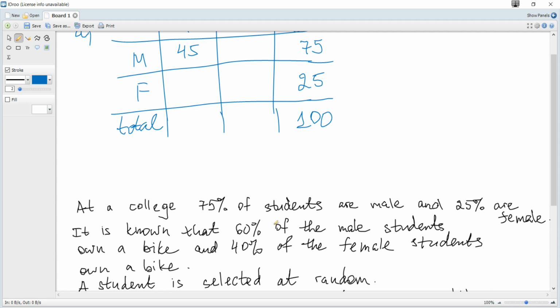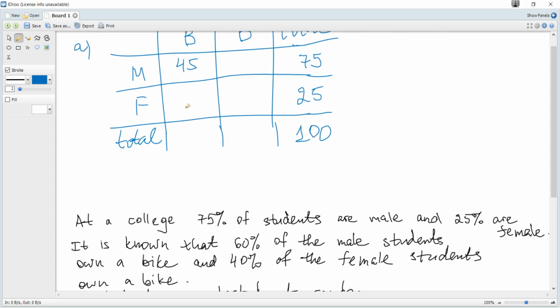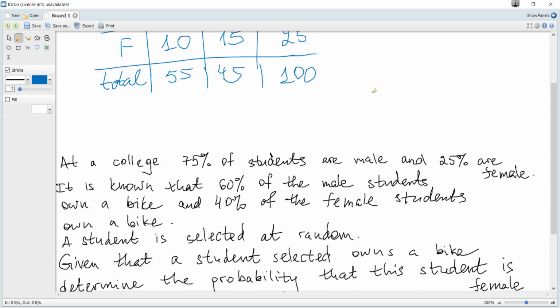who are male and own a bike. And 40% of the female students own a bike, 40% of 25, so it's 10, and it's 55 in total, bike total. Then we can find this, it's 30, then 25 minus 10 is 15, and 45. You can see 100 in total here, 100 in total here, so it's correct.